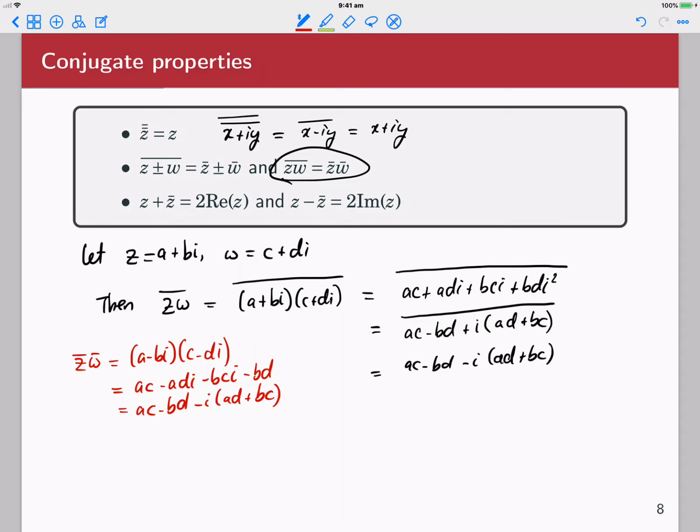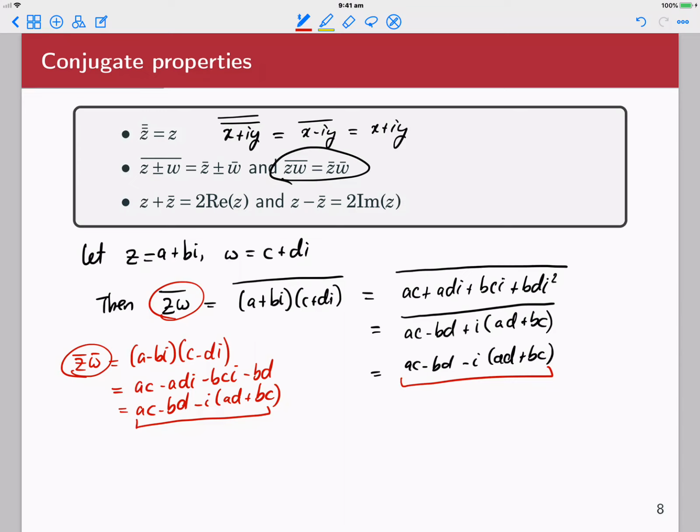Right? And you notice that this is the exact same as this. Or in other words, this is the exact same as this, which is what I was trying to prove. So you can see the proof is fairly straightforward, but that was just to give you an idea of how to set out your work.